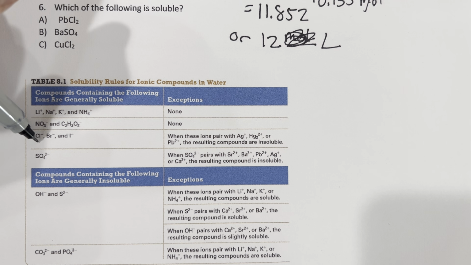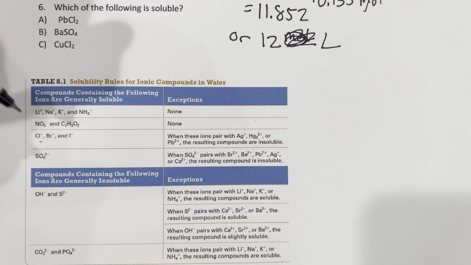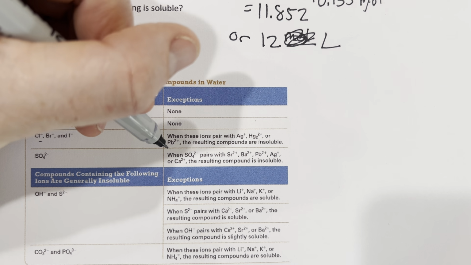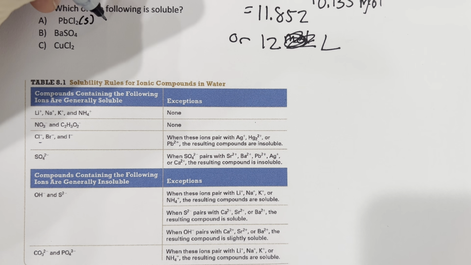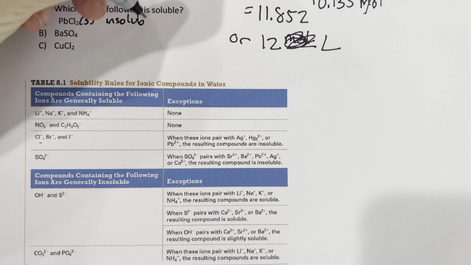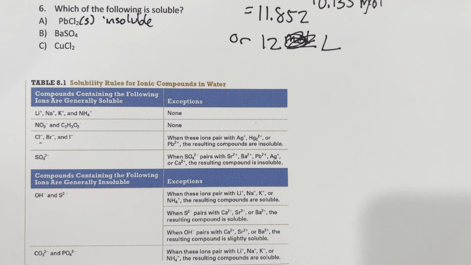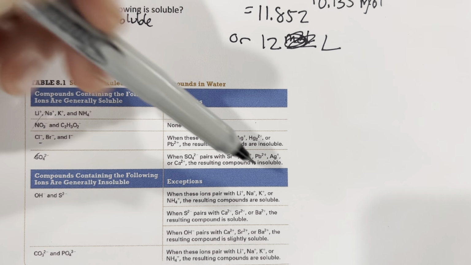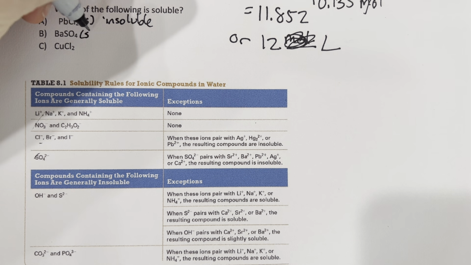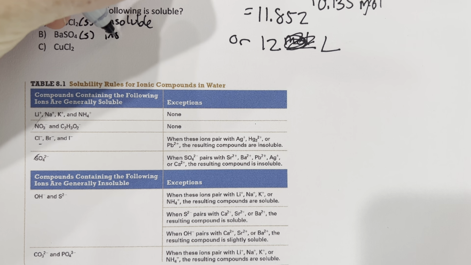So here I've got chlorine, and it says it's normally soluble, so I'm thinking maybe this thing's soluble. But when I go over here, it says, unless it's combined with lead 2, then it's insoluble. So this one would be a solid, and this would be insoluble. Then we go to barium sulfate. Sulfate's right here, SO4 2 negative, and it's normally soluble, so I'm all excited too. But then I walk over here and boom, with barium, the resulting compound is insoluble. That means it's not going to be soluble either. This is an insoluble, and it will be a solid.